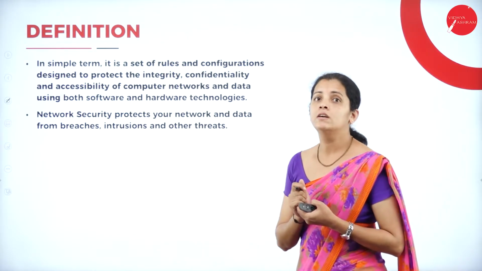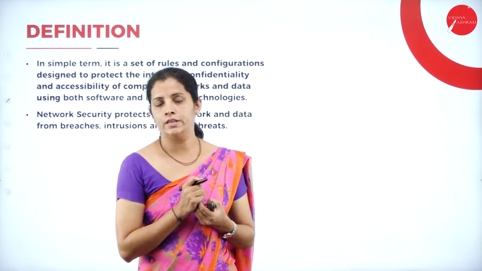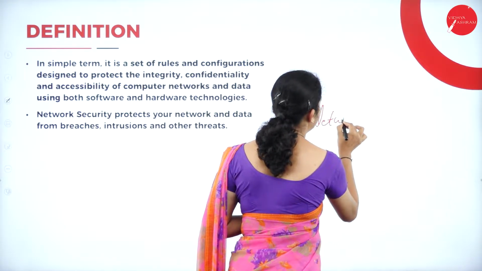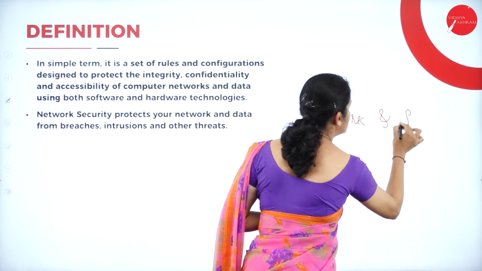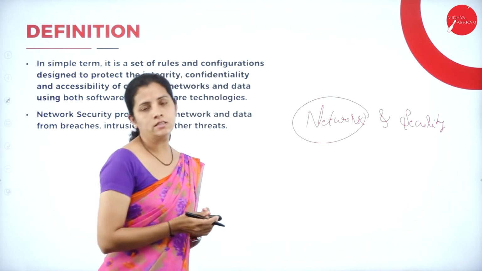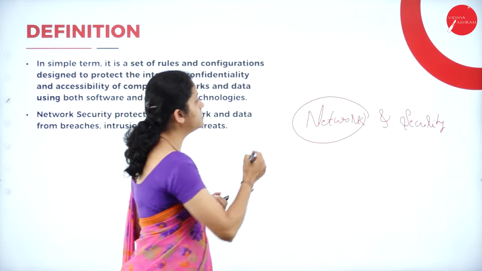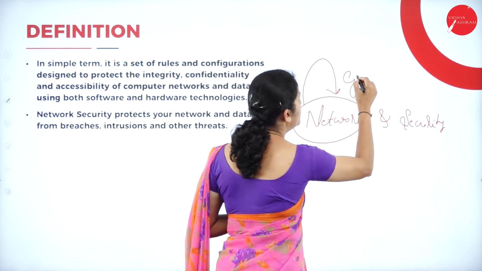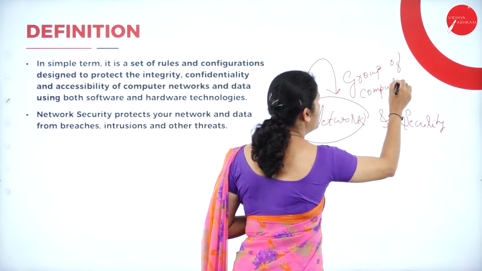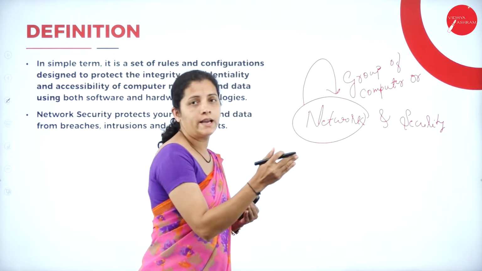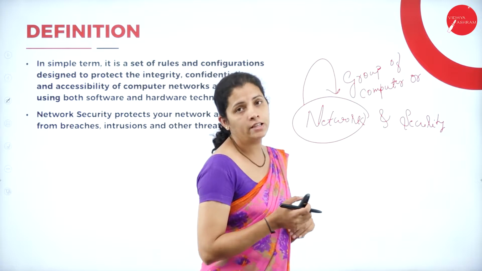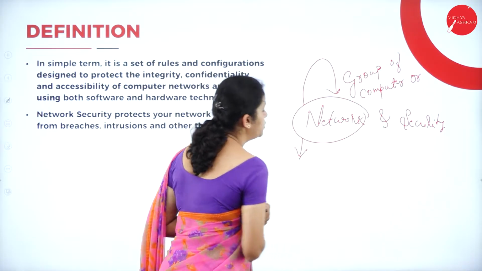So what is computer network security? Here network security includes two words, network and security. In general, tell me what is network. Here network is nothing but a group of computers or any devices, that means mobile devices, connected to each other in order to share resources as well as to communicate with each other.